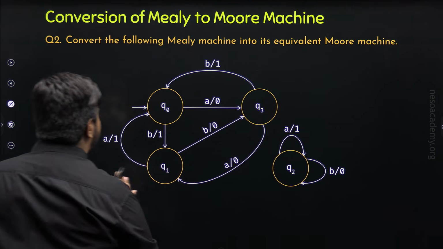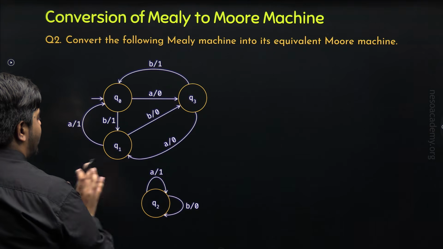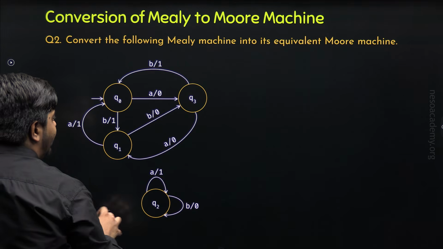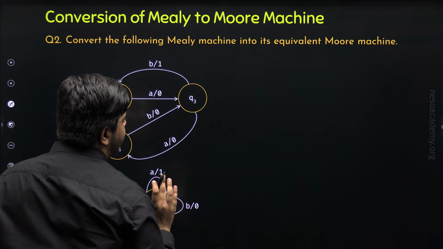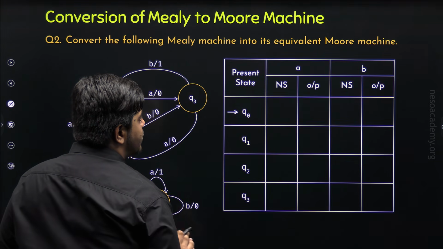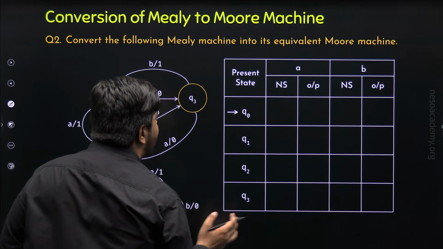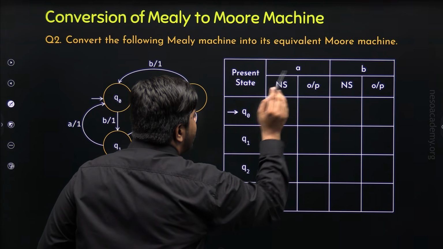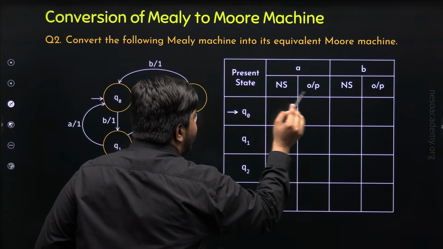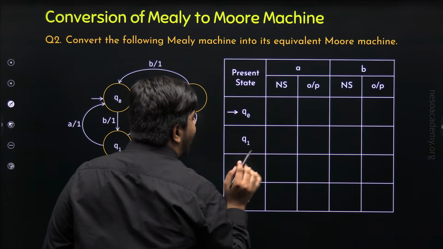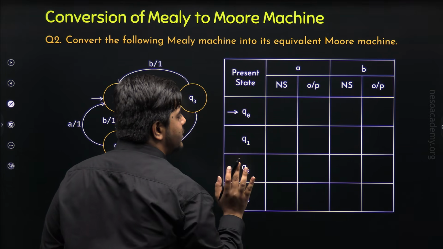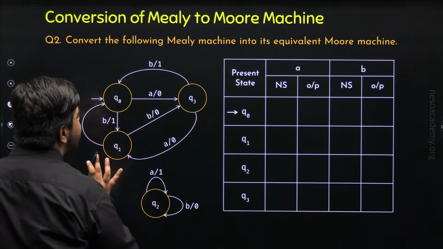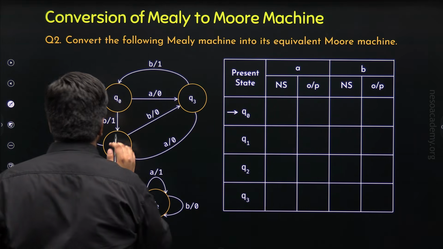So this is the Mealy machine given to us in the problem, and the first step is to convert this Mealy machine transition diagram into the Mealy machine transition table. This is the basic structure of the Mealy machine transition table. As you can see, the present state and the current input symbol determine the next state as well as the output according to the definition of Mealy machine. Now we have to fill all these entries according to this particular transition diagram.